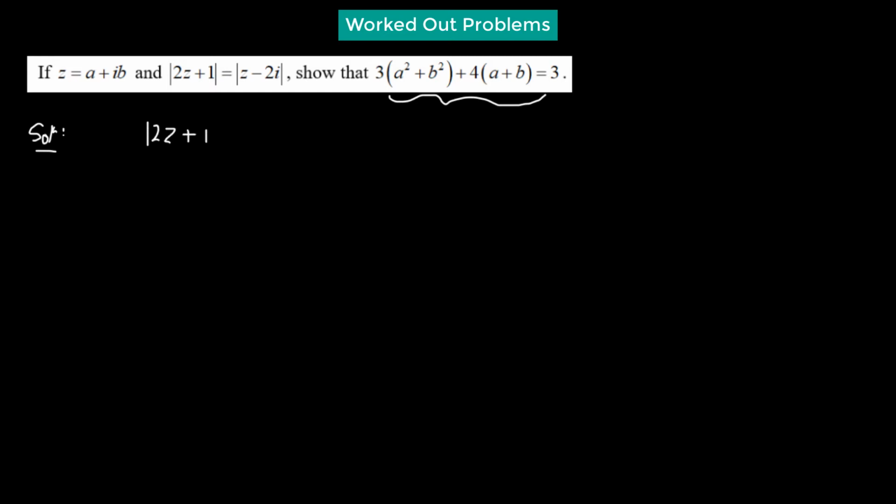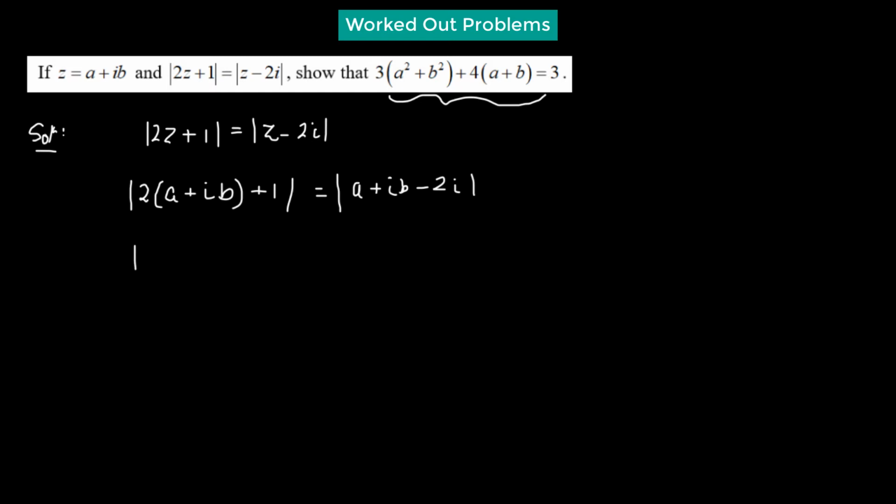So we have |2z + 1| = |z - 2i|, and we substitute the value of z, which will be |2(a + ib) + 1| = |a + ib - 2i| on the right hand side. Then we have 2a + 1 as the real part plus i times 2b as the imaginary part, which is equal to a + i times (b - 2).